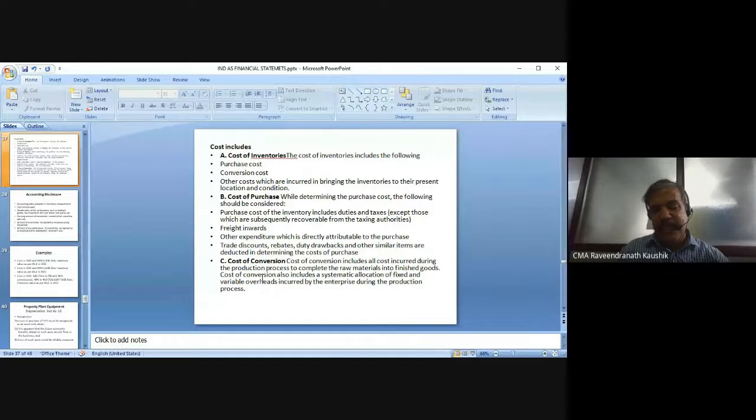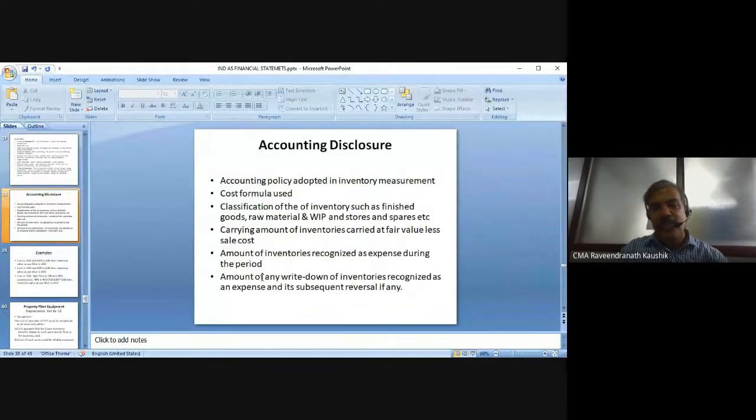So you need to calculate the cost and you also need to calculate the net realizable value. The lower of the two should be considered as the valuation of inventory in the books of account. So that is how you need to disclose your inventory in your books of account. These are the accounting disclosures which you need to make as disclosure norms. These things are very important, which throw light on how you have arrived at the cost of assets and all those things.